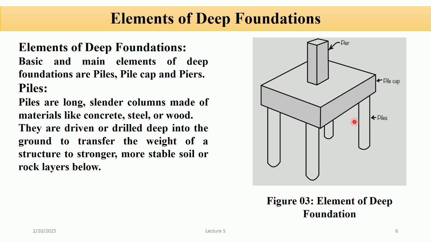Pile. A pile is a vertical structural element. It can be made of concrete, steel, or wood or timber. They transfer the load from a structure to a deeper, more stable or rock layer. The main functions of the pile are to distribute load through end bearing or skin friction, to reduce settlement, and to provide lateral support against horizontal force.